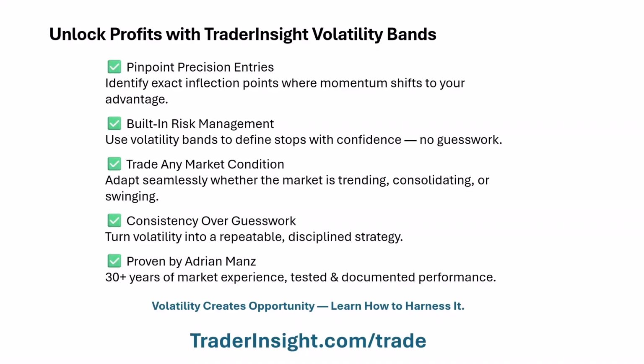You can trade any market condition. This is about trending markets, consolidating markets. If markets are swinging wildly, just like they were in the Tesla example, you've got a game plan in place that's likely to get you from point A to point B. And between those two things, there's not going to be a bunch of stuff you're going to hate. You're going to know exactly what it is that you're doing. You're not guessing. You're turning volatility into a repeatable, disciplined strategy.